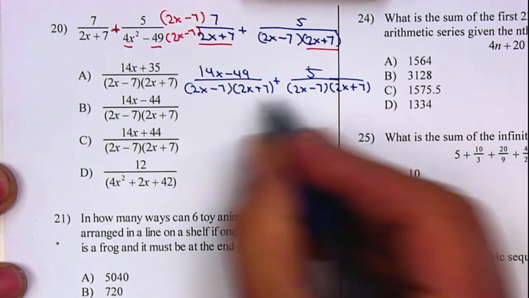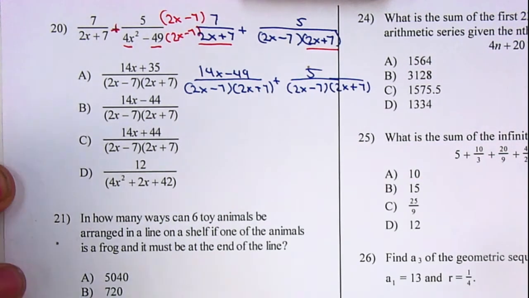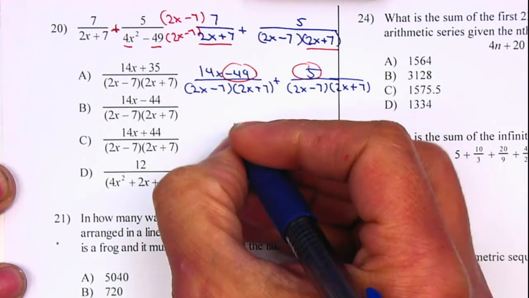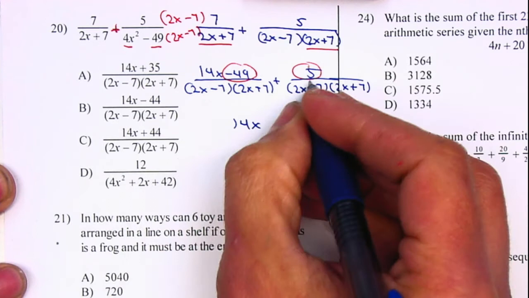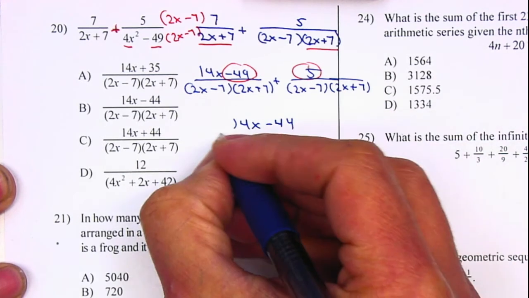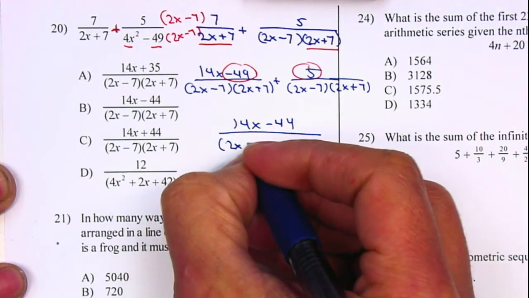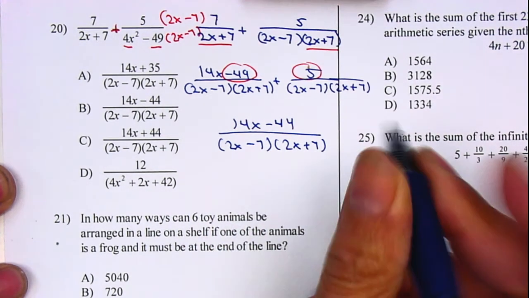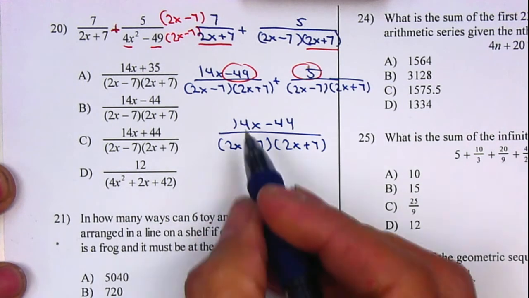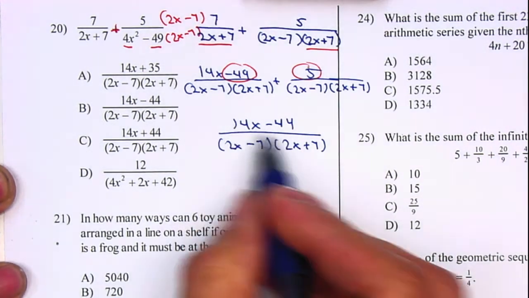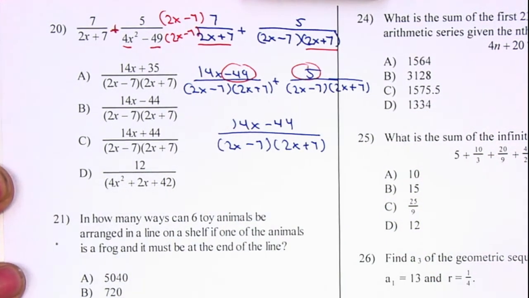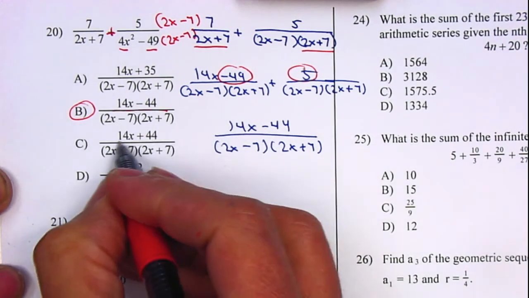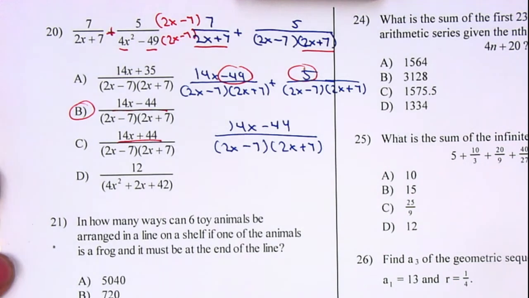And now that I have the same denominator, I can go ahead and combine the numerators. So we have the like terms, 14x, negative 49 plus 5 will give me negative 44 over 2x minus 7, 2x plus 7. And you can just leave the denominators factored. Now we can factor a 2 from the numerator, but nothing will cancel out. So we can just leave it as this, and our answer will be letter B. Just be very careful. The answers are very similar, so be very careful when you select your answer.